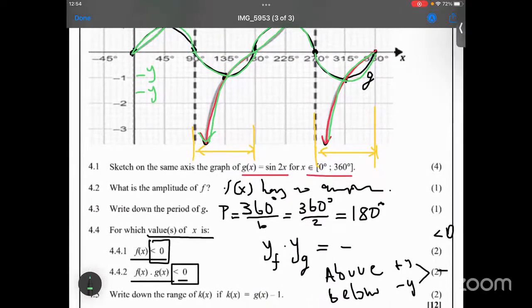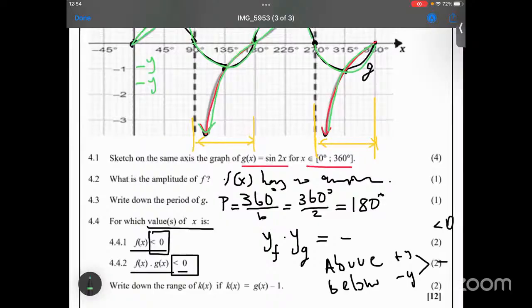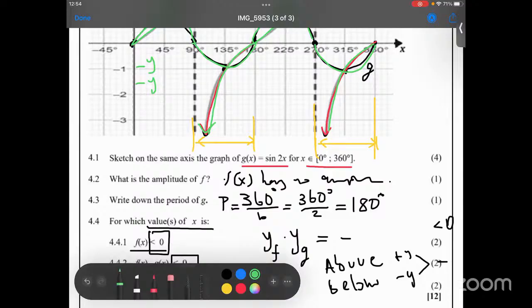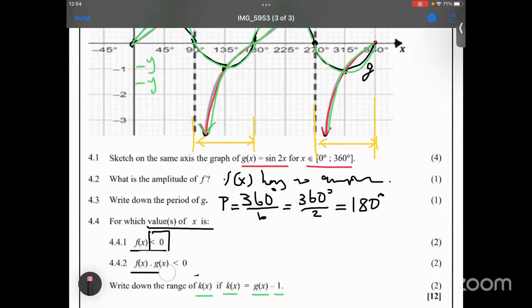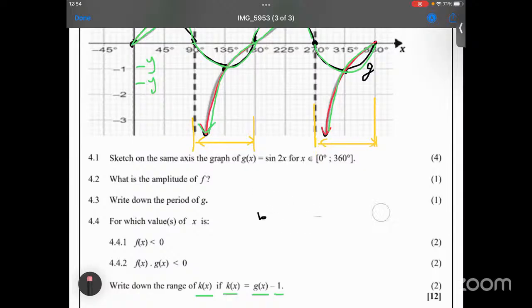Now they say write down the range of k of x. K of x is now a new function. And that new function, you get it by just taking g of x and then you minus it by 1. So let me show you another way in which you can work this thing out, or how to think about it, because sometimes it can be confusing.